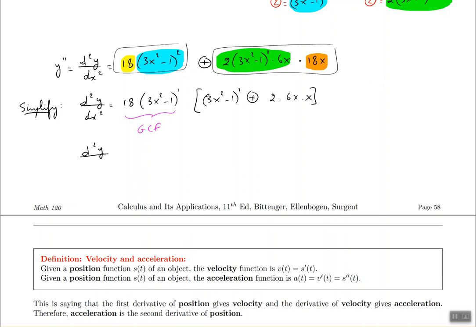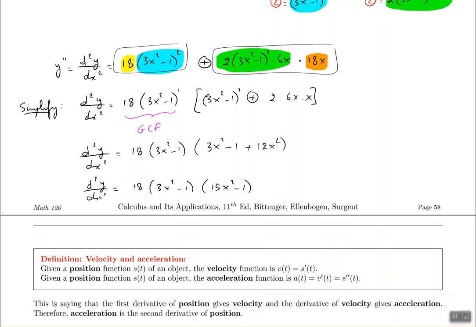So at this point, we can just combine the terms in the second parentheses or the second bracket, whatever, and turn it into something a little bit simpler. So we have 3x squared already there. We have negative 1. 2 times 6 times x times x is going to be 12x squared. And 3 plus 12 is going to be just simply 15x squared. So the second derivative, the d2y over dx2, is going to be 18 times the 3x squared minus 1 times the 15x squared minus 1. And that is the answer simplified. So that's all.